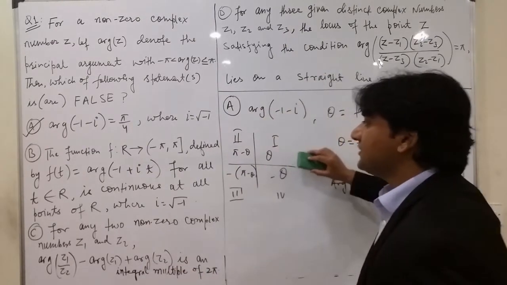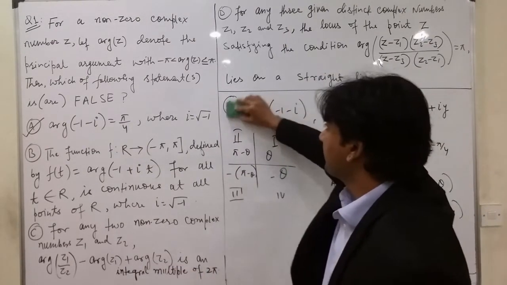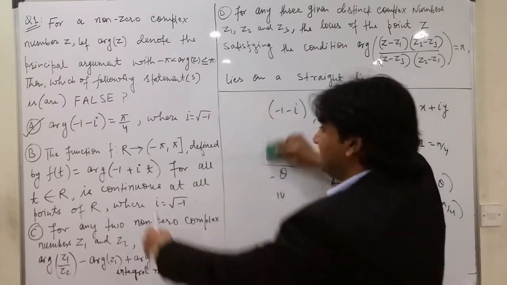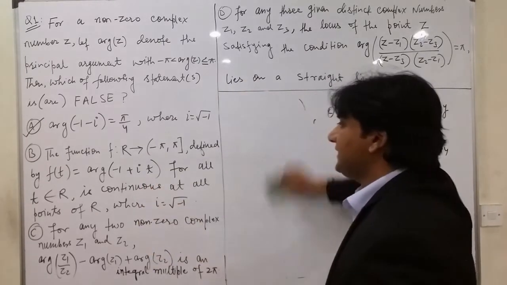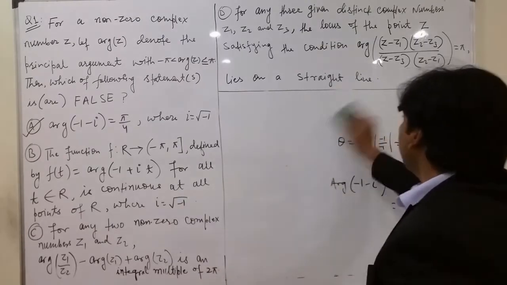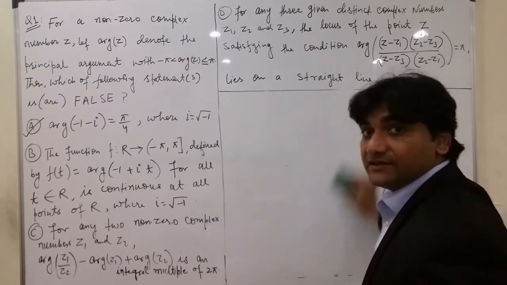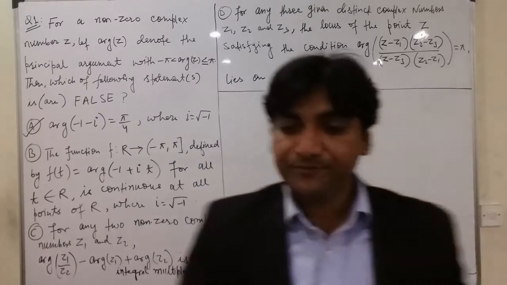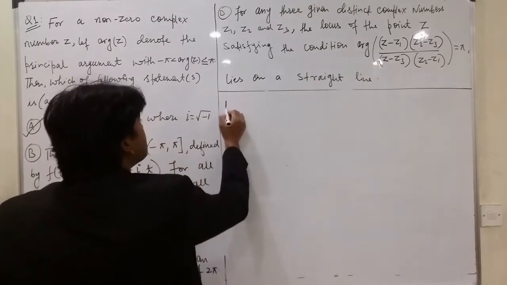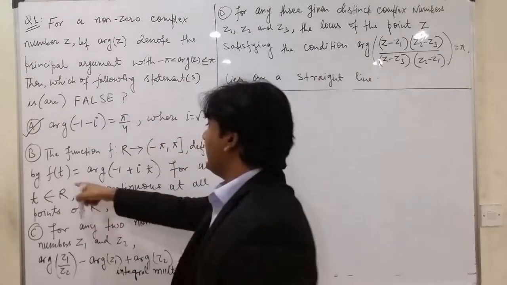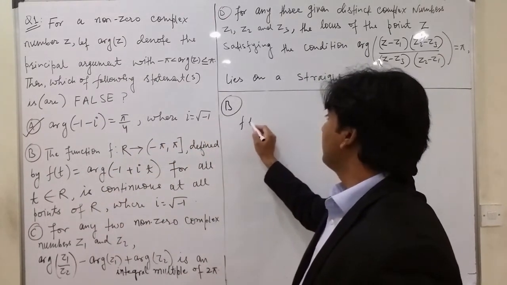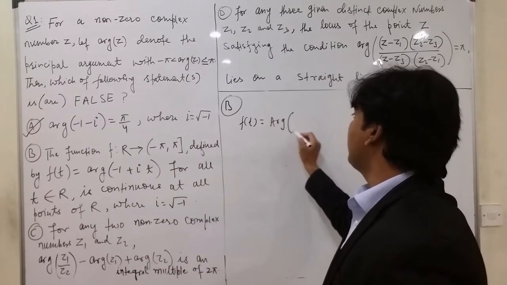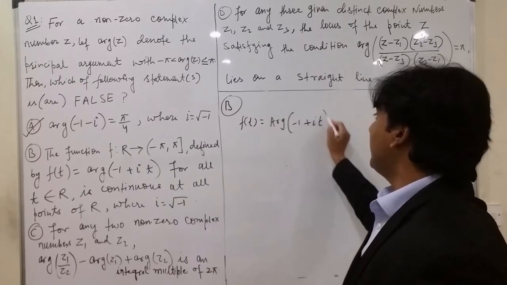Now option B: the function is defined by f of t, which is the argument of minus 1 plus it, and t is all real numbers. So right now we have to check whether f of t is continuous or not. Okay, so let us check here. This is option B, f of t equals argument of minus 1 plus it.